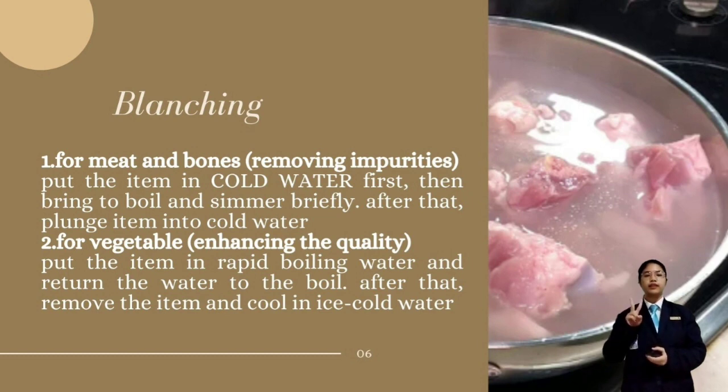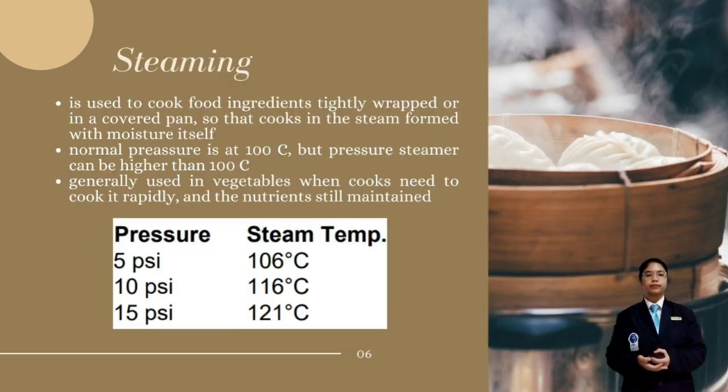The second type of blanching is for vegetables, for enhancing the quality. The method is to put the item in rapid boiling water and return the water to the boil. After that, remove the item and cool it in ice cold water.